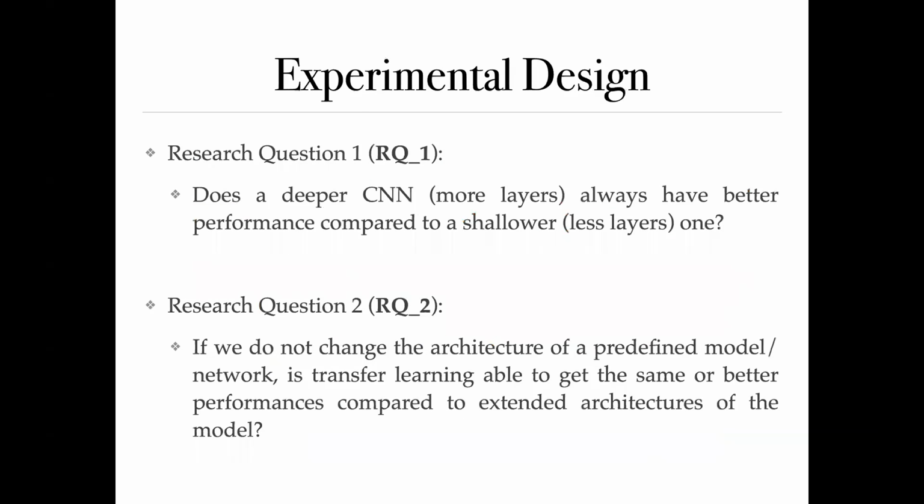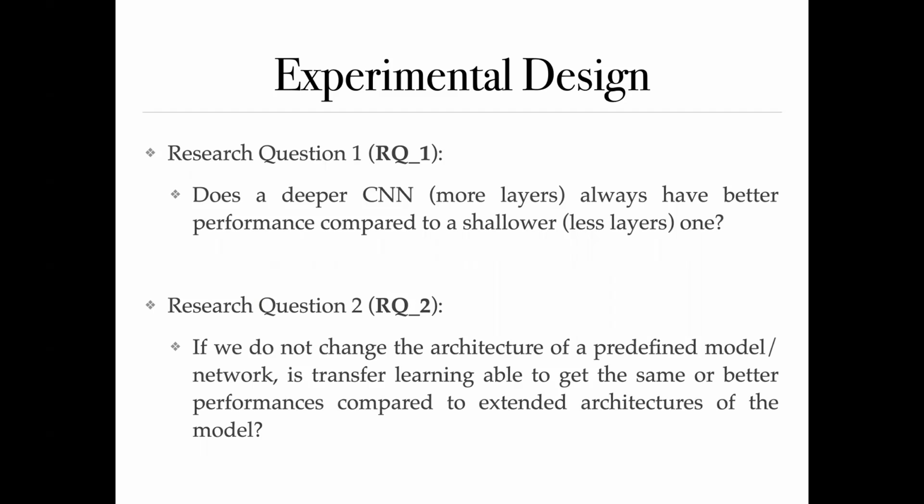We have 4 questions to answer. The first question is: does a deeper CNN, with more layers, always have better performance compared to a CNN with fewer layers? Because when people start working with deep neural networks, deep learning, the first thought is that, okay, the more layers the better for me. But we would like to realize if this is true in our case.